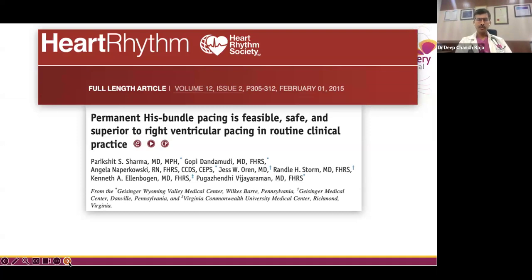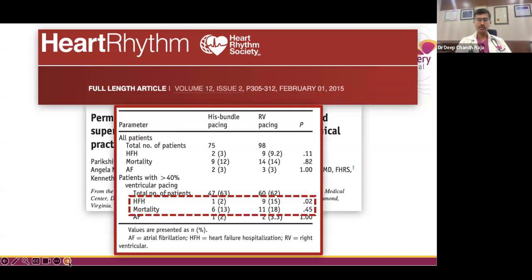And then they came up with a very important landmark investigation paper telling that conduction system pacing with His bundle pacing, first of all, is feasible, it is safe, and more importantly, is superior to right ventricular pacing in routine clinical practice. When you mean superior, they meant reduction in heart failure hospitalization, reduction in pacing-induced cardiomyopathy. Of course, the study was not powered enough to show a mortality benefit, but it did show quite a significant reduction in heart failure hospitalizations because of pacing cardiomyopathy.